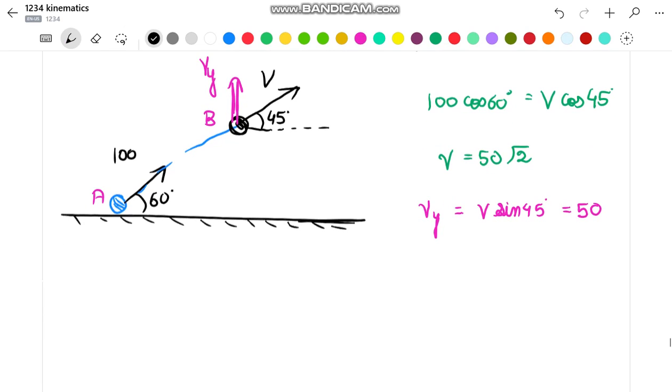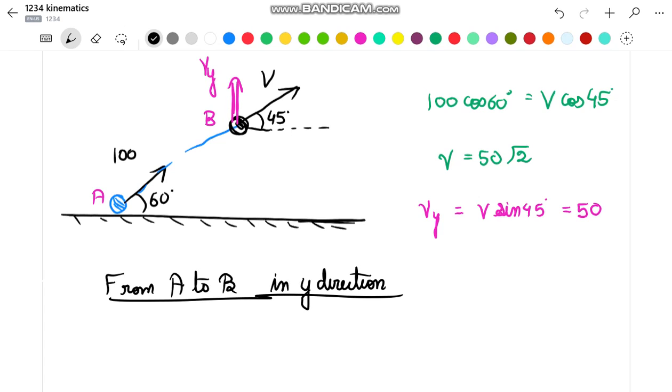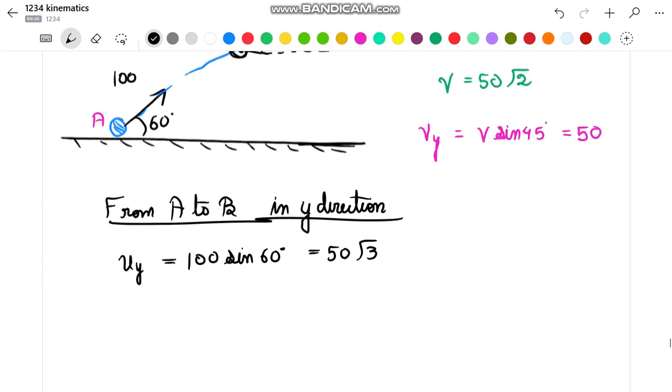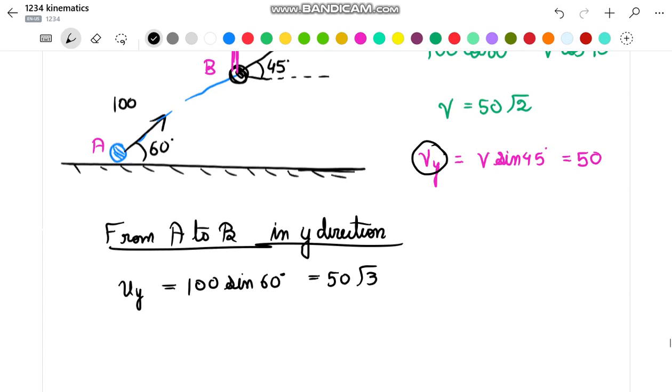Let us now write the equation for this particle from point A to B in the y direction. Uy will be equal to 100 sin 60 degrees, that is, the initial velocity in the y direction at point A is 100 sin 60 degrees, which is equal to 50 root 3. Similarly, the value of Vy is already found to be 50. Acceleration in the y direction can be written as minus 10.